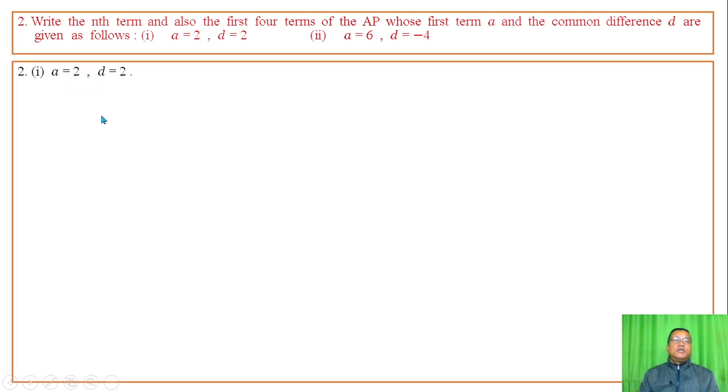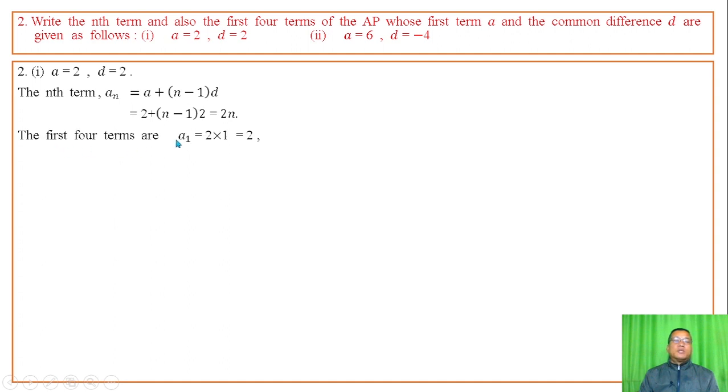Here A is 2, D is 2. The nth term is a n equal to a plus n minus 1 times d. Putting the value of A as 2 and d as 2, we have this, simplified to 2n, which is the nth term. Now the first 4 terms.